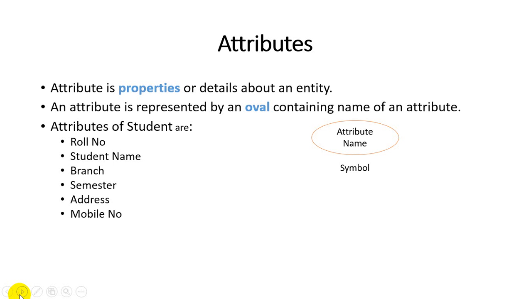With the help of an oval symbol we can add the attribute names listed on the left-hand side: roll number, student name, branch, semester, address and mobile number. They are part of the student entity, a list of attributes. Age, SPI, backlogs, everything is a property of a student, or we can say an attribute of a student, and we need to represent all the attributes with oval symbols. We define a particular attribute name and identify it as an attribute of a particular entity.